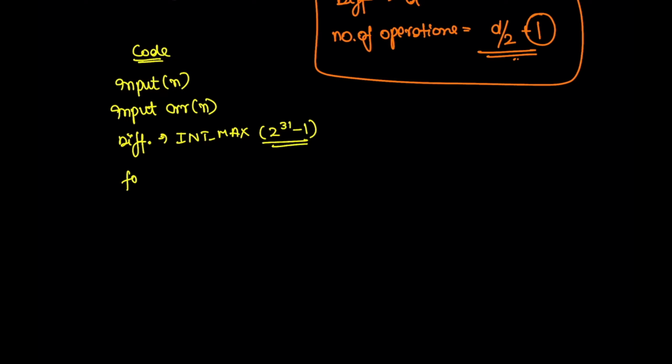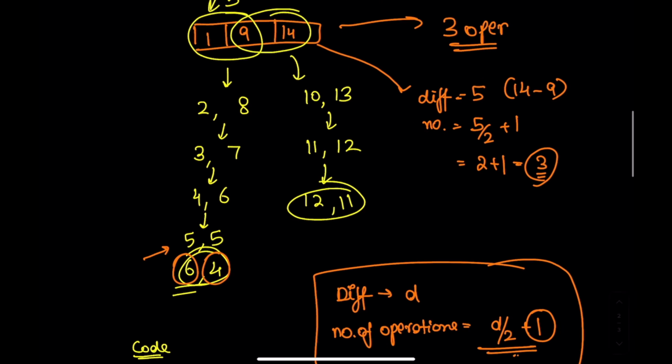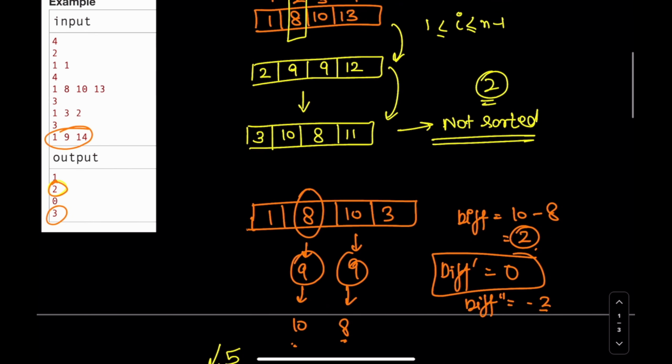Now we will iterate for i equals 1, i less than n, i plus plus, and we will minimize the difference. We will check for the minimum difference. That will be the minimum of difference and arr of i minus arr of i minus 1. I want the minimum difference between these two elements. Here the difference was 5, here the difference was 9, here the difference was 5. So I want the minimum difference 5 so that I can get the minimum number of operations. Here it was 3, here it was 2, here it was 7. So I will be choosing the 2.